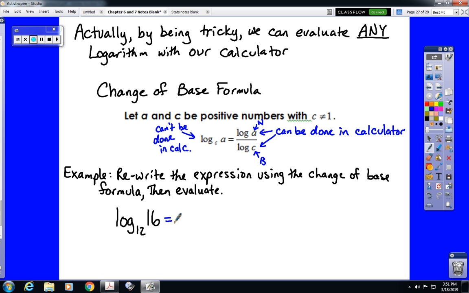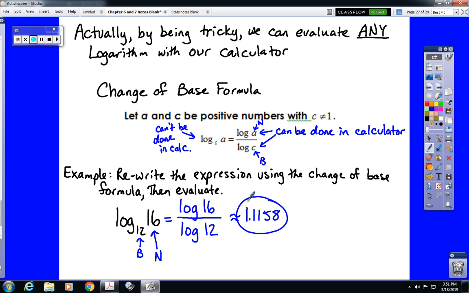So here we have a base of 12 and a numeric value of 16. We're going to rewrite this as the log base 10 of the number 16 divided by the log base 10 of the base, or log 16 divided by log 12. So we're going to type that into the calculator using our fraction button and entering log 16 on top, log 12 on the bottom, and again we're going to round our answer to the nearest 10,000th. That would be 1.1158.